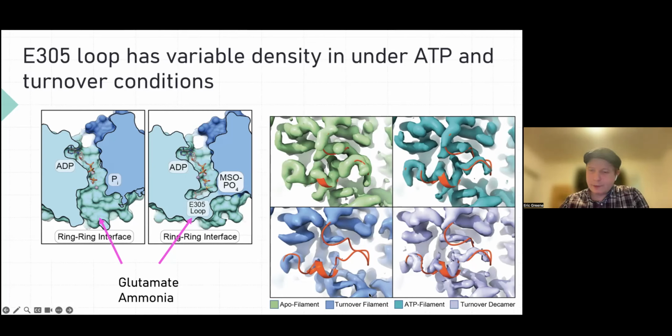And then if we contrast all these two, where we have partial loop density to the turnover filament, we see that we lost a lot of the density for this loop, and that it's nearly gone here. And so we next wanted to ask the question, we can see density for the loop in this closed ground state, but what could the no density look like?